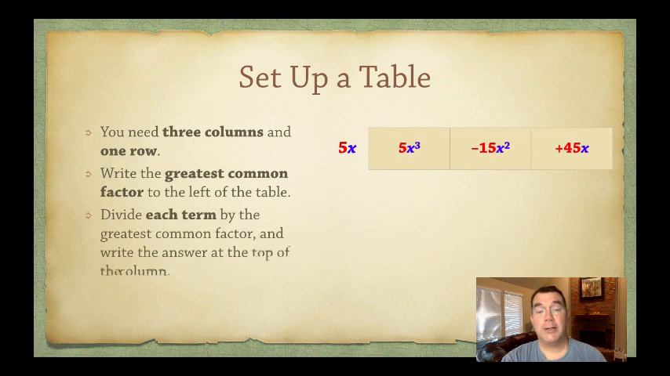And for the first one, I get x squared. For the second one, I get negative 3x. And for the last one, I get positive 9. So what that means is the factorization of that polynomial is 5x times x squared minus 3x plus 9. So that is factoring by using the distributive property in a kind of backwards way.